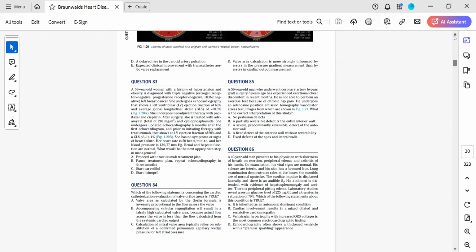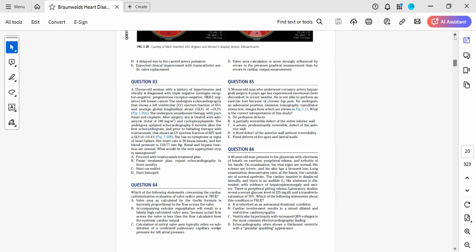There's need for an action to be taken. Then the next option is to start carvedilol. Then the D option is start lisinopril. So carvedilol, that's a beta blocker, and ACE inhibitors have actually been shown to help delay progression of cardiotoxicity to overt heart failure. So this patient would actually benefit from either carvedilol or an ACE inhibitor.